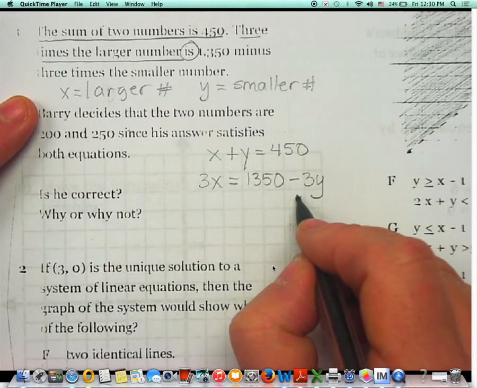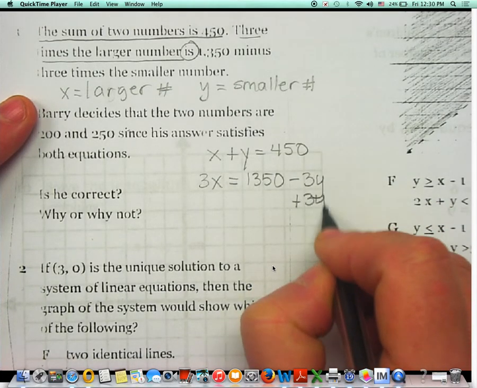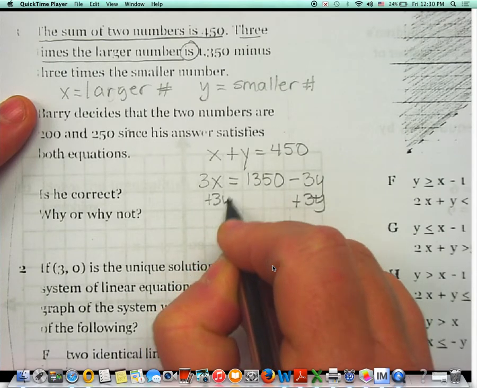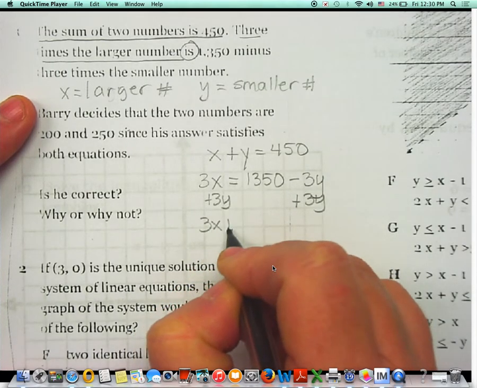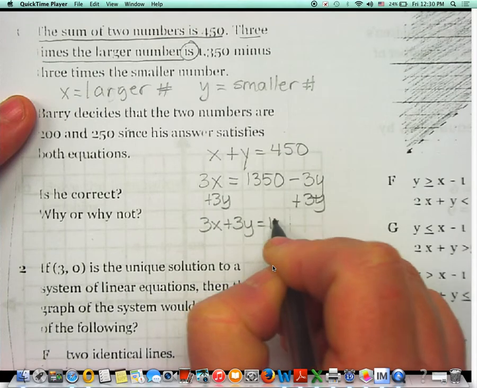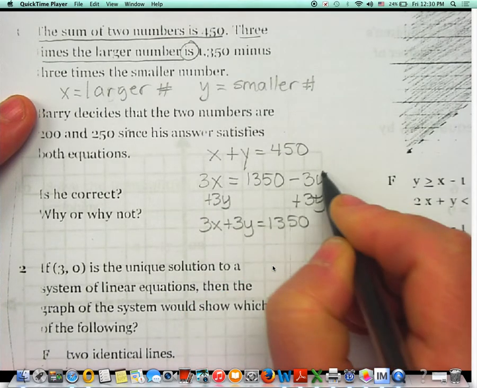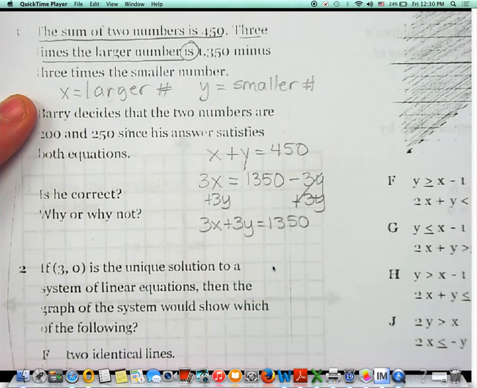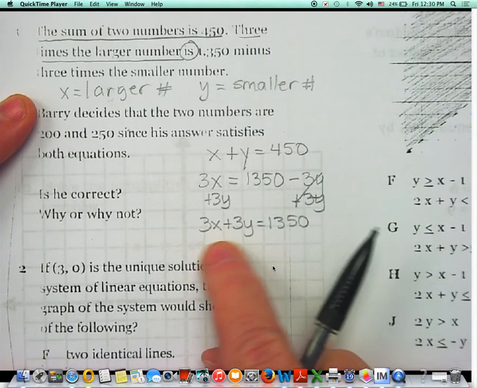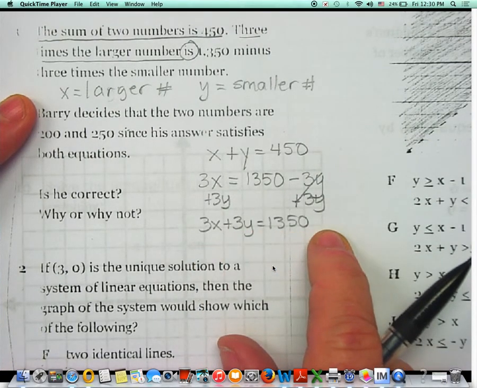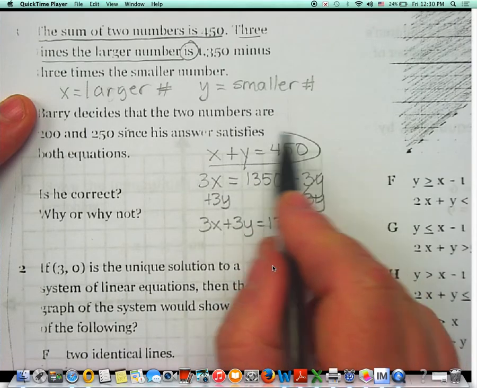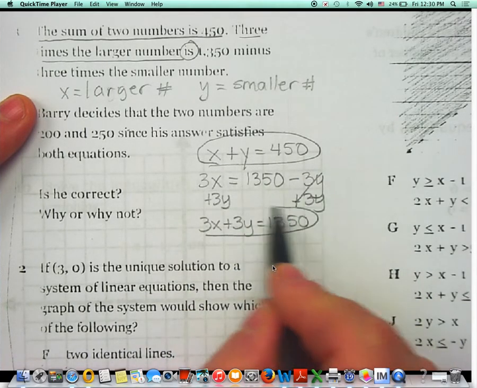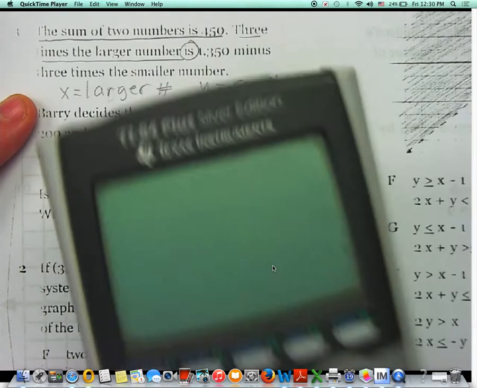So I'm going to add 3y to both sides. So I'm going to have 3x plus 3y equals 1,350. And then that will cancel out right there. And now I have it in the standard form that I need it. So I'm going to put this one in my matrix and this one in my matrix.